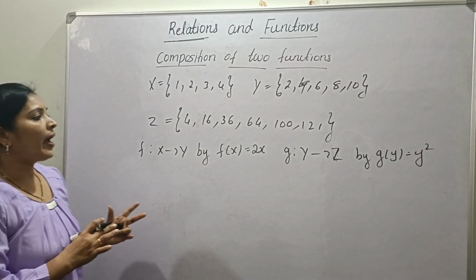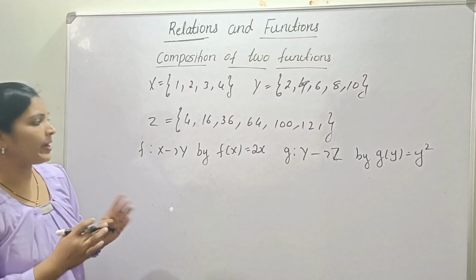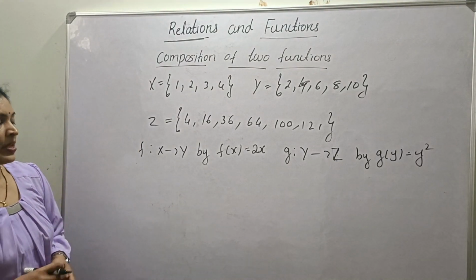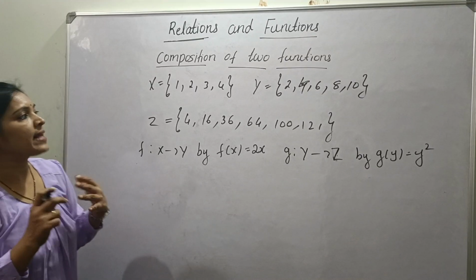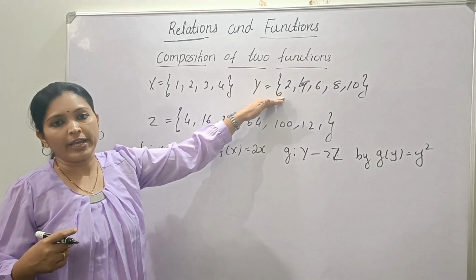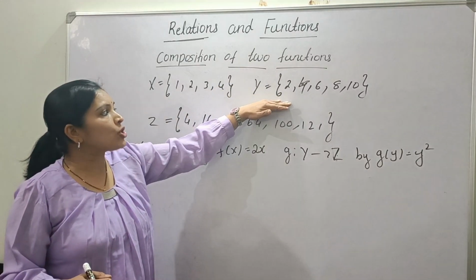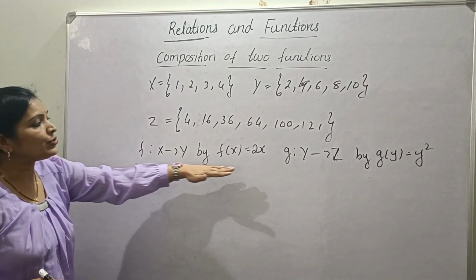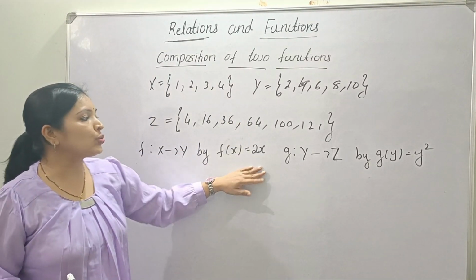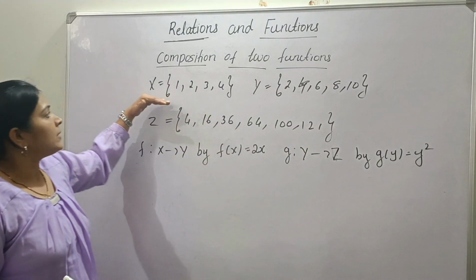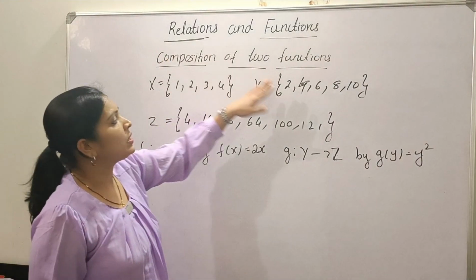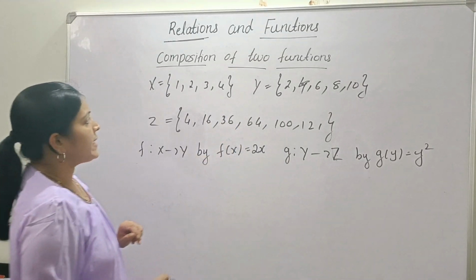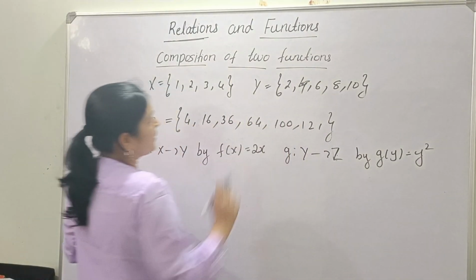So here we have defined two functions, f from X to Y by f of x is equal to 2x and g from Y to Z by g of y is equal to y square. See here, the elements of X are assigned uniquely to the elements of Y and similarly elements of Y are assigned uniquely to the elements of Z. That is, image of 1 is 2, image of 2 is 4, image of 3 is 6, image of 4 is 8, right?